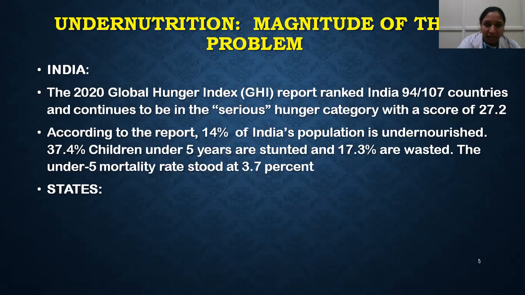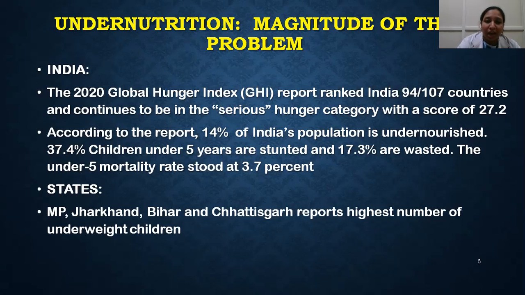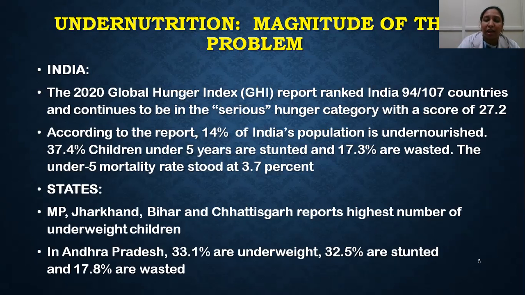Okay, coming to the different states in our country. So Madhya Pradesh, Jharkhand, Bihar, and Chhattisgarh are the worst affected states with the highest number of underweight children. And even Andhra Pradesh, when you look at the NFHS 4, the National Family Health Survey 4 results, it shows that 33.1% of the under 5 children are underweight, 32.5% are stunted, and 17.8% are wasted. So these are the different percentages which depict the present situation of malnutrition in our country and in our state.